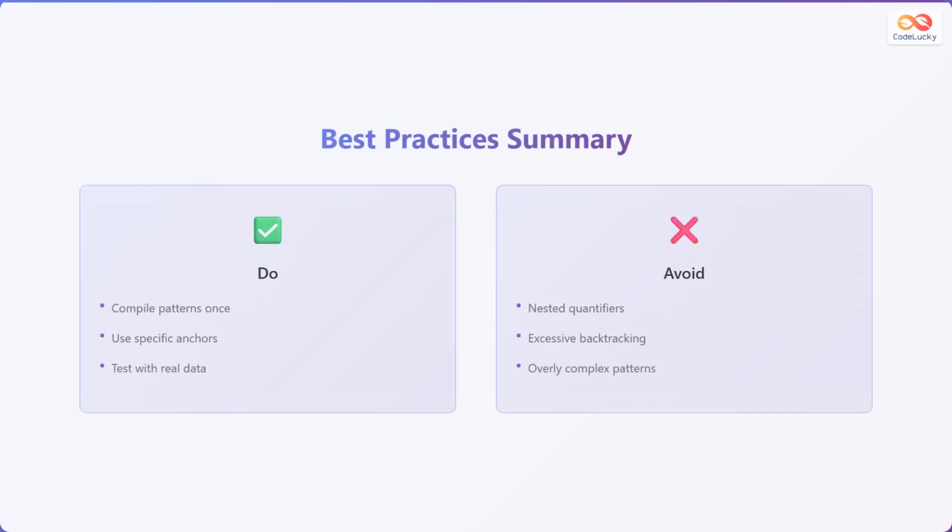Here's a summary of the best practices to keep in mind. Things you should do include compiling patterns once for reuse, using specific anchors to limit the search scope, and testing with real data to ensure accuracy. Things you should avoid include nested quantifiers, excessive backtracking, and overly complex patterns that are hard to optimize. By following these guidelines, you can write more efficient regular expressions.